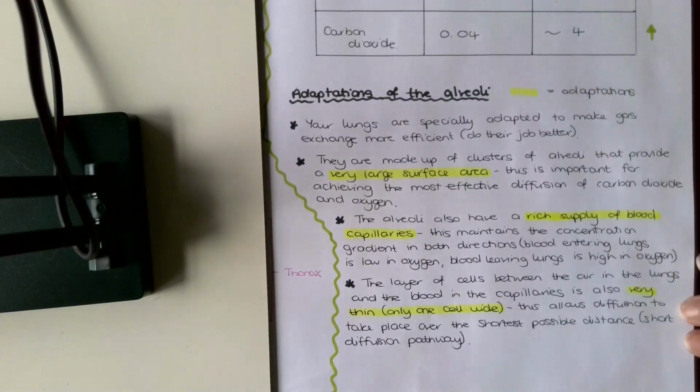And then the third adaptation, the layer of cells between the air of the lungs and the capillaries is also very, very thin. The wall of the alveoli is only 1 cell wide. This allows for diffusion to take place over the shortest possible distance, and we call this a short diffusion pathway.